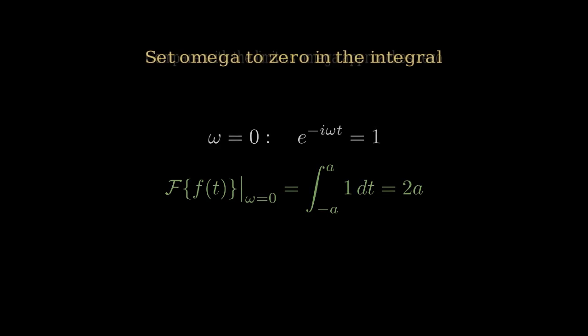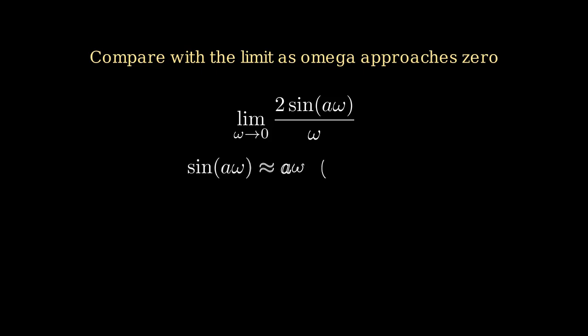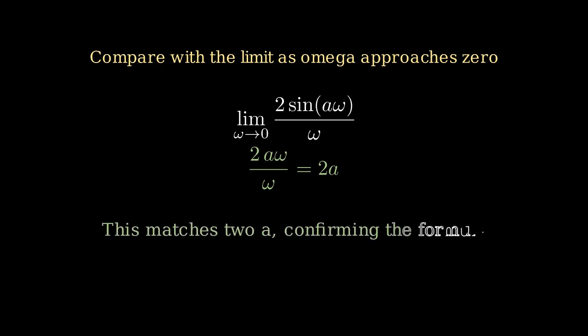Now compare this to the limit of our general formula as omega approaches 0. As omega gets very small, the sine of a omega behaves like a omega itself, so 2 times the sine of a omega divided by omega approaches 2 times a omega divided by omega, which simplifies to 2a. This matches exactly the direct calculation we found at omega equals 0, confirming that our formula for the Fourier transform of the rectangular pulse is correct.